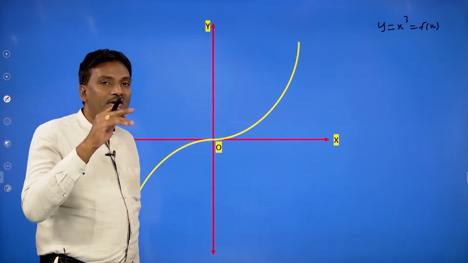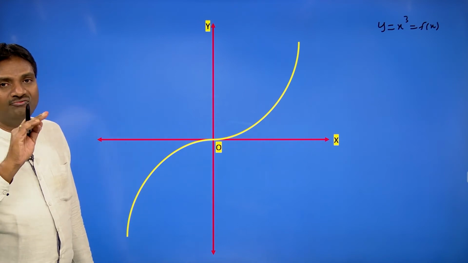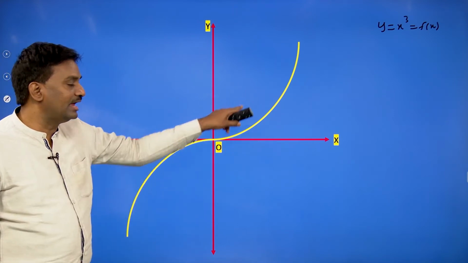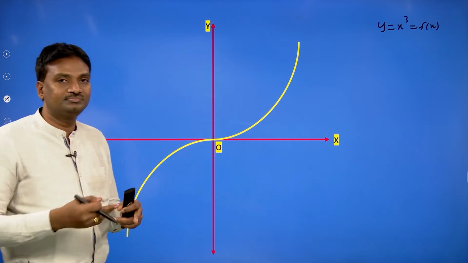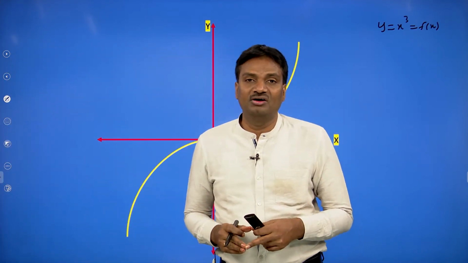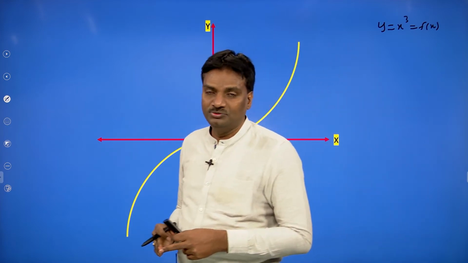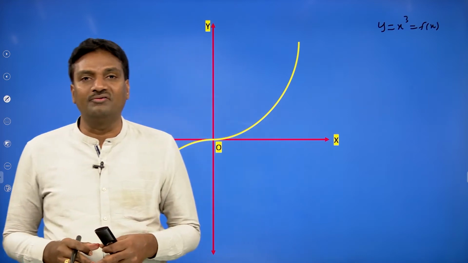Symmetric about the origin means that with respect to the origin, the graph of an odd function lies in opposite directions, in quadrants 1 and 3, or you may have 2 and 4. So the graph of an odd function is symmetric about the origin. This is the graph of the odd function.